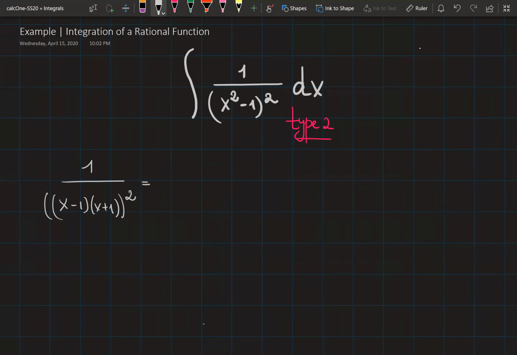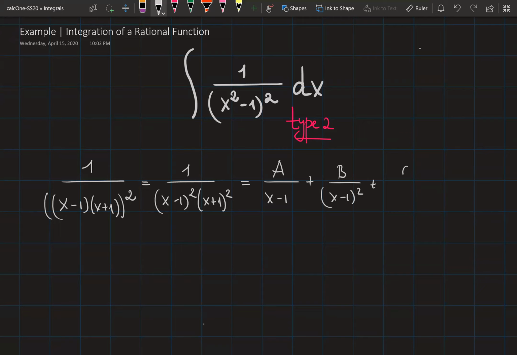So in this case, it is written as x minus 1 in the square multiplied by x plus 1 in the square. So it is possible to write down as a multiplication of the linear terms, but some of the linear terms are repeated. So in this case, we can expand this as a divided by x minus 1 plus b divided by x minus 1 in the square plus c divided by x plus 1 plus d divided by x plus 1 in the square.